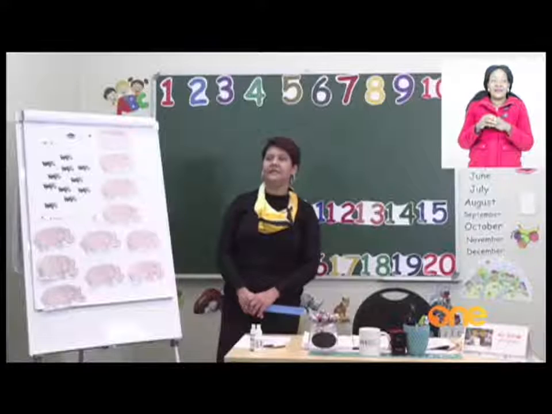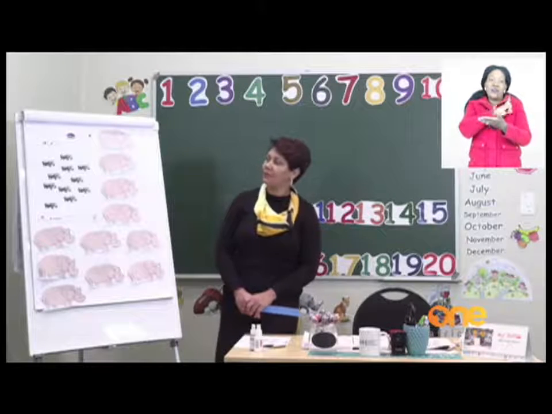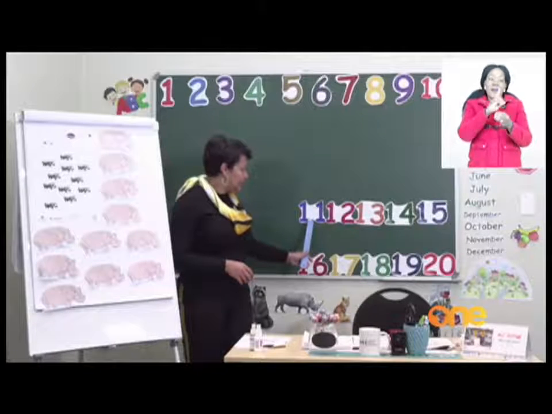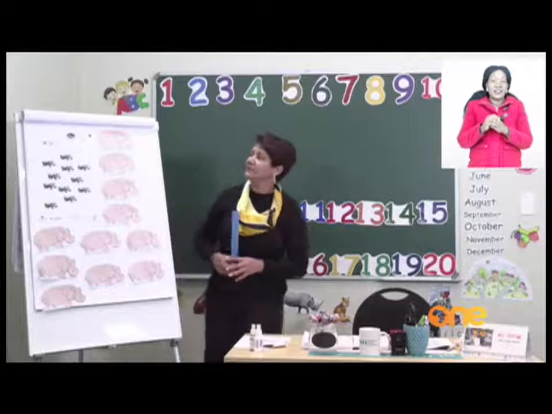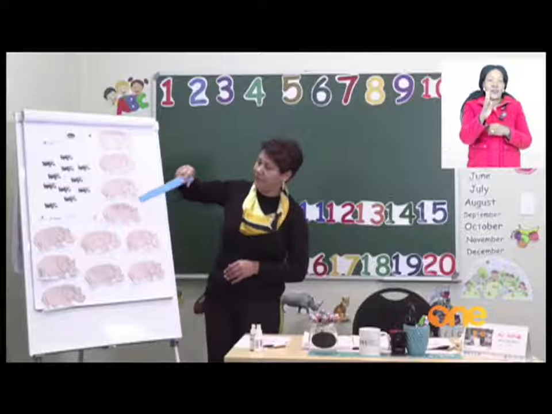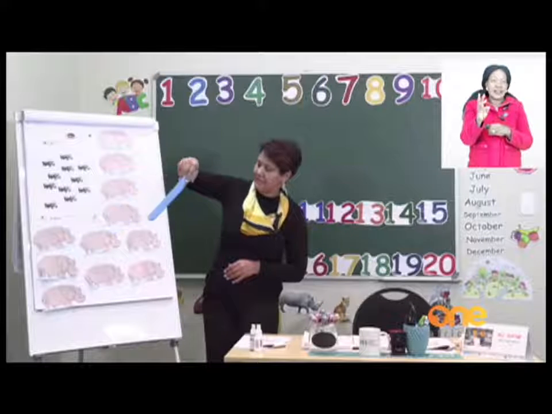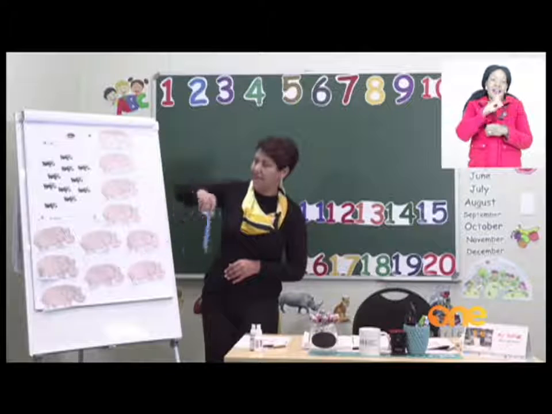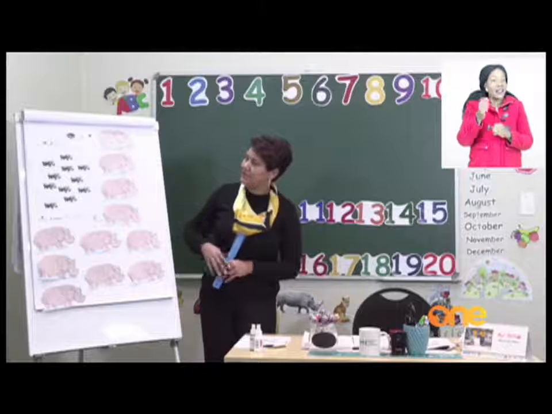Let's turn to page 6 in our workbook. Well, that's another wild animal that we have there, and it's called a hippopotamus. Now let's count the hippos on our page. But before we count, I would just like you to look at number 11 here quickly. This is number 11. Now let's count it. 1, 2, 3, 4, 5, 6, 7, 8, 9, 10, 11. I have 11 hippos here.